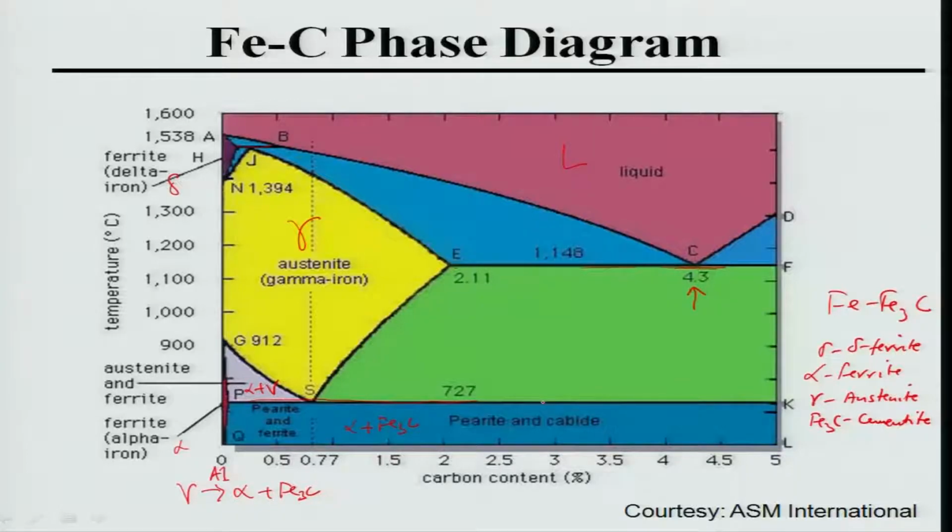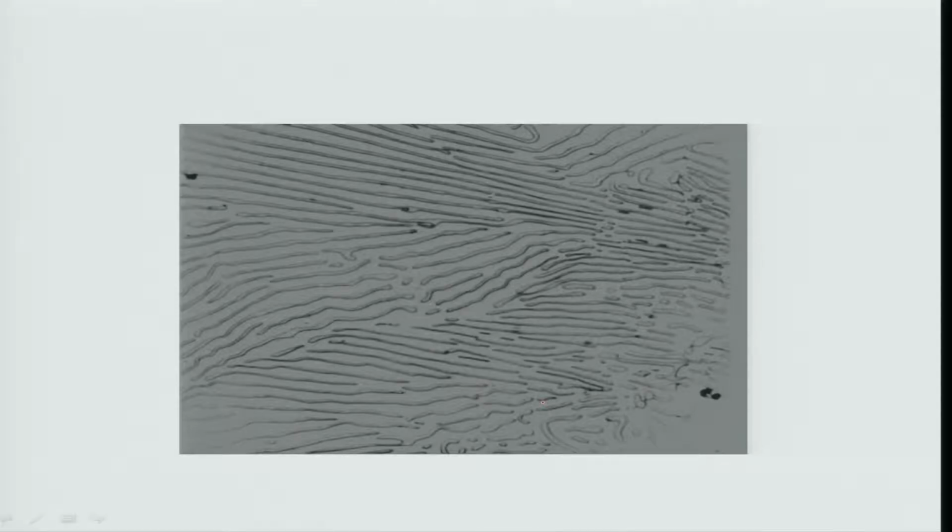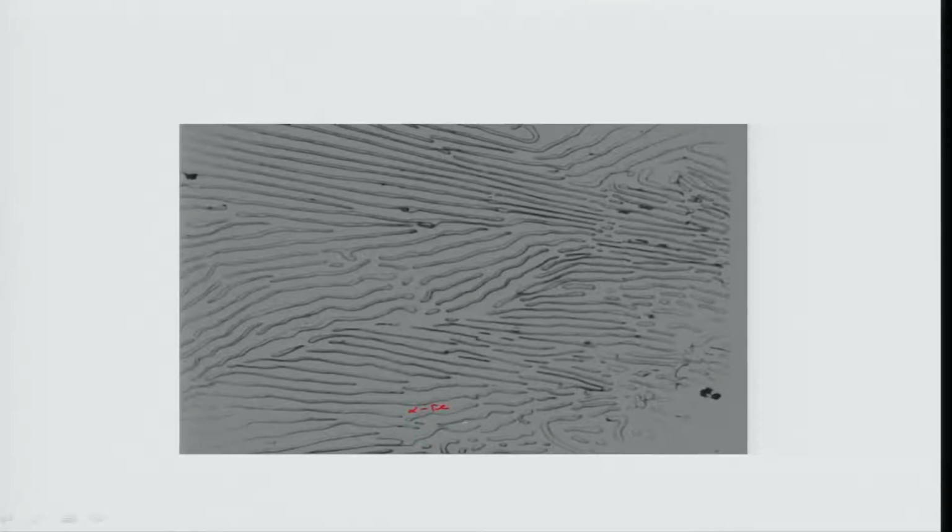How is this eutectoid transformation manifested in the microstructures? Okay, let us look at that. I am going to show you. This is manifested by a mixture of alpha and cementite, where I told you this is the alpha iron, the white one, and these lamellae which you see as black are cementite. So, when gamma transforms into alpha plus Fe3C by the eutectoid reaction, this is the kind of microstructure it forms.